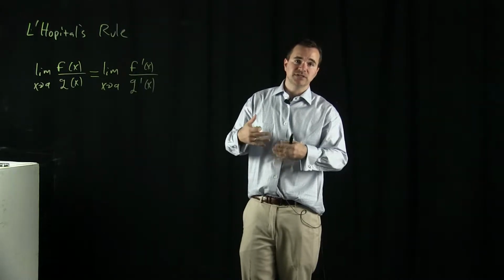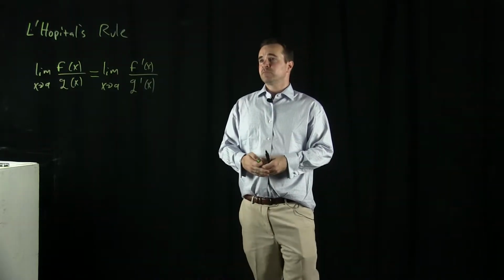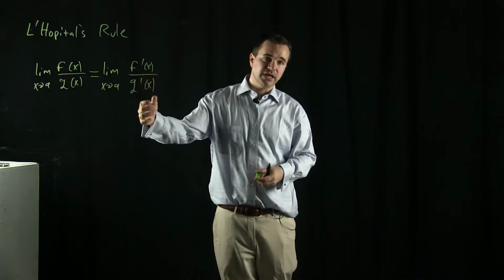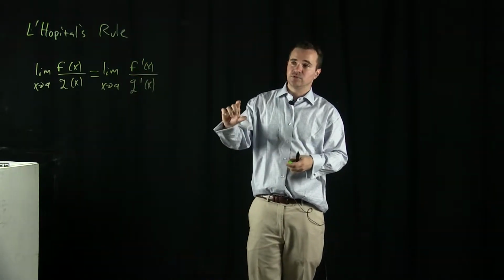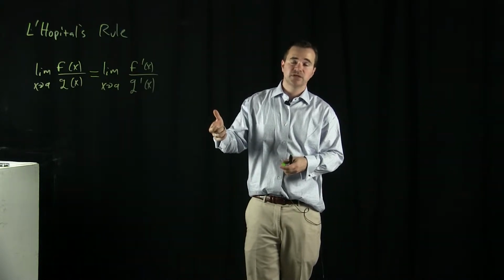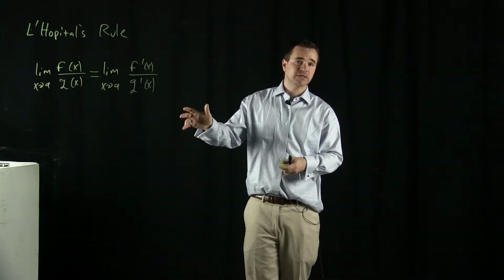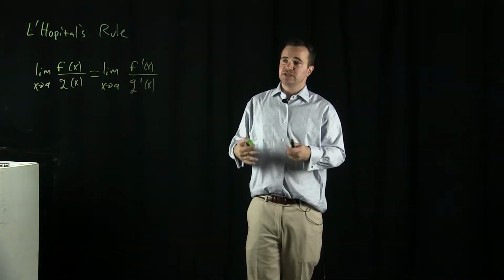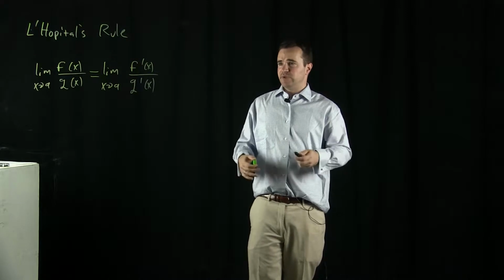And if you're hoping to get information like that, it makes sense that you might look at the rate of change of the individual functions. So looking at the ratio of the rates of change should give you information about how fast one's going to infinity relative to the other one. So at least that's some intuition that makes sense.